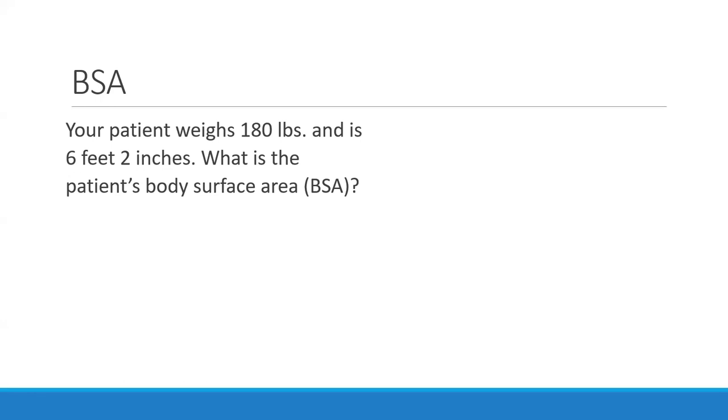Okay, so looking at this, we've got your patient weighs 180 pounds and is 6 feet 2 inches. What is the patient's body surface area? So looking at this, we've got pounds and we've got feet and inches. So which one should we use? 31 or 36? So these are the American ones. There's 31 flavors. So I'm going to put square root 180 pounds times 6 feet. So I'm going to have to convert feet into inches.